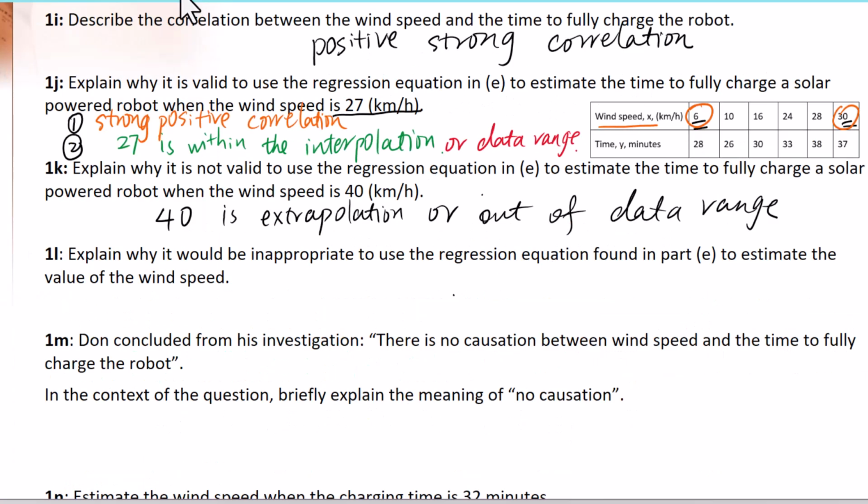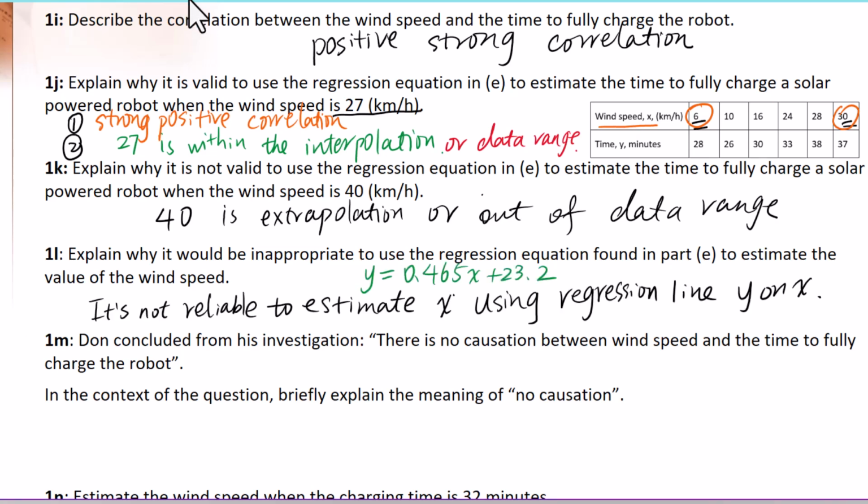1L, explain why it would be inappropriate to use the regression equation found in Part E to estimate the value of the wind speed. Because it's not reliable to estimate x using regression line y on x. If you want to estimate the value of wind speed, you have to figure out the regression line x on y, the wind speed on the time to charge.